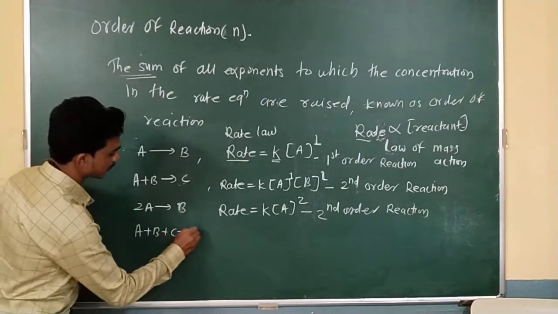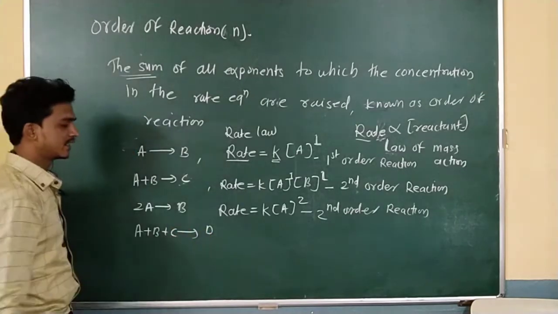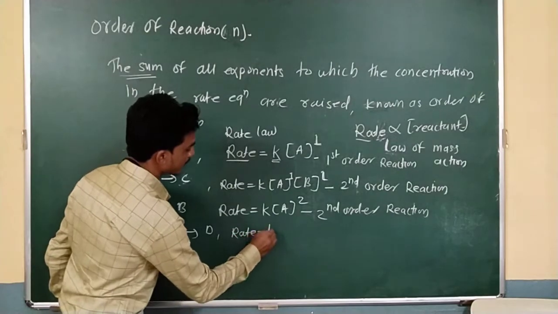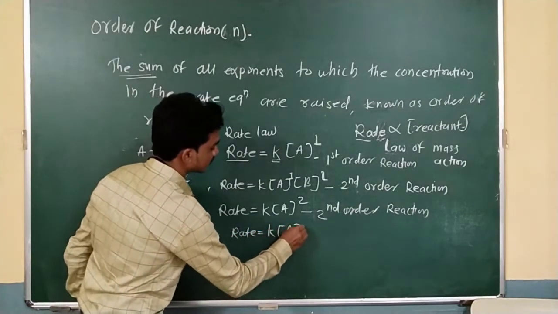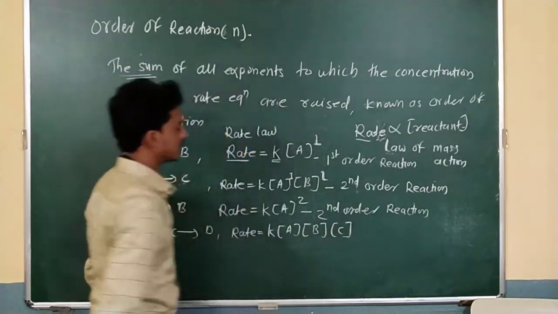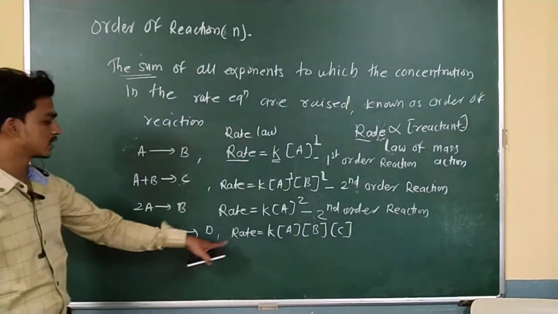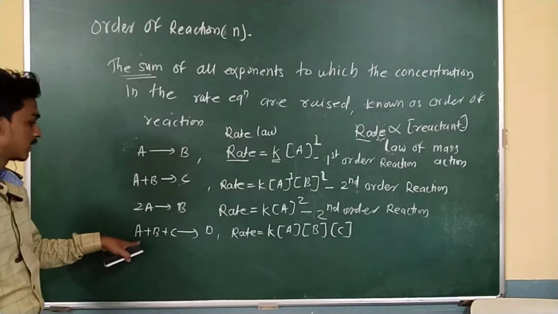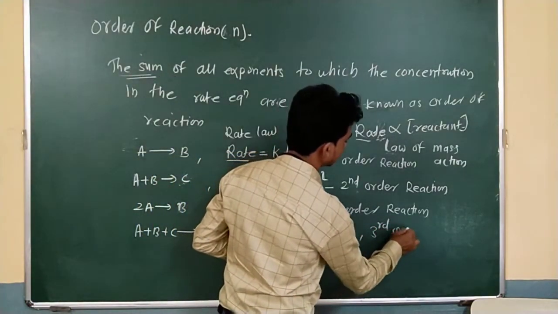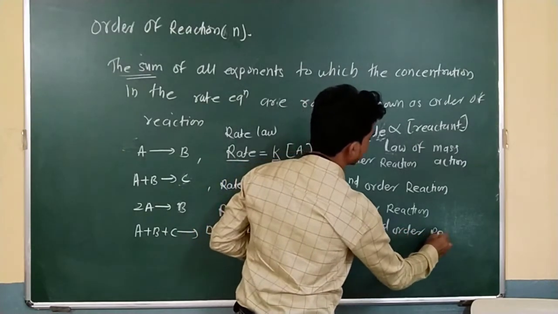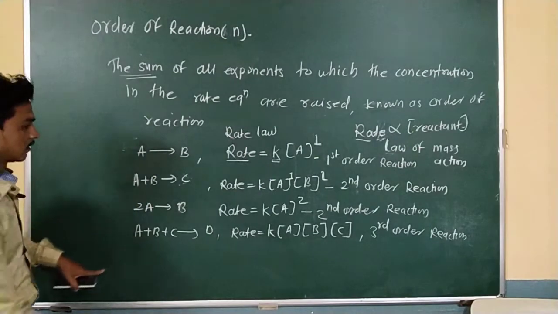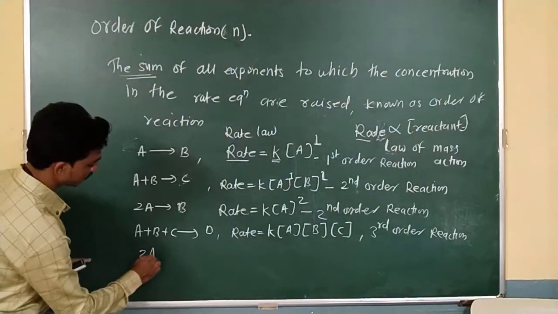A plus B plus C gives product D. I can write for this reaction the rate is equal to K, concentration of A, concentration of B, concentration of C. This is the rate equation for this reaction, and I can say this is a third order reaction. This reaction is a third order reaction. I can write a third order reaction like that also.